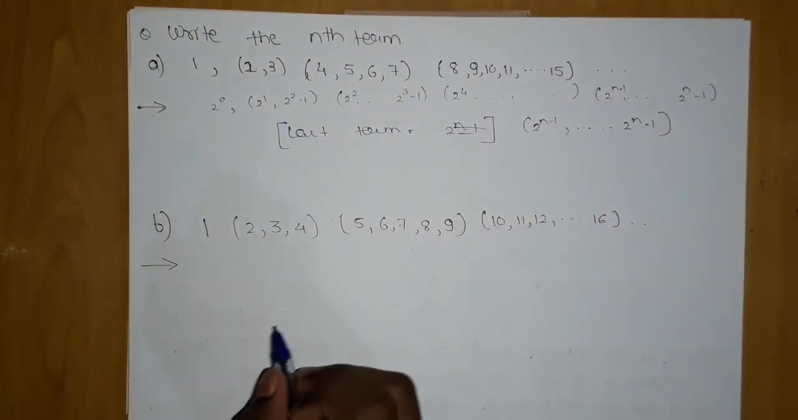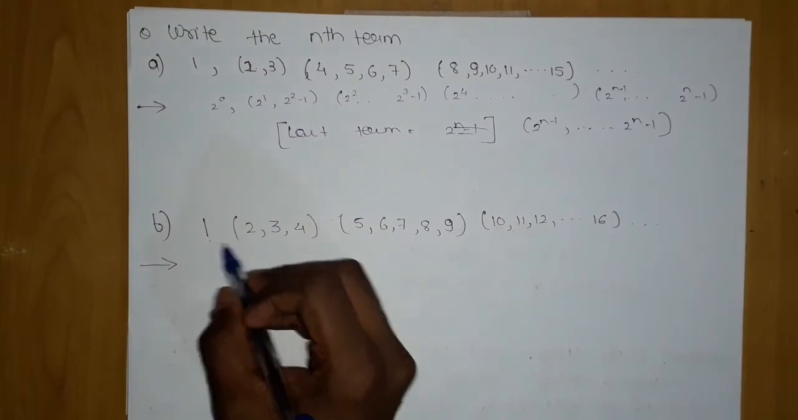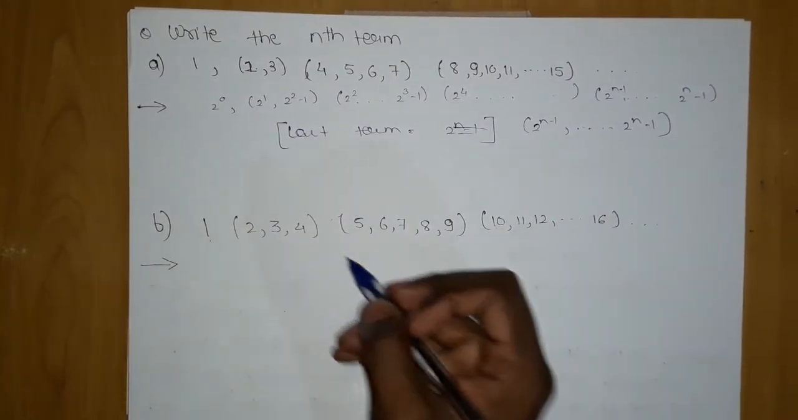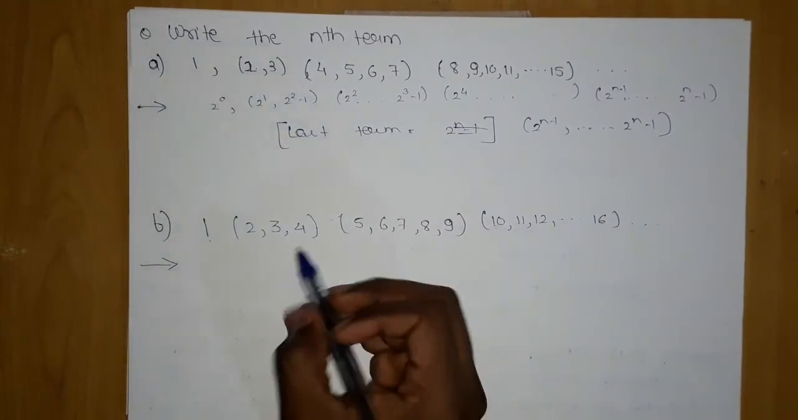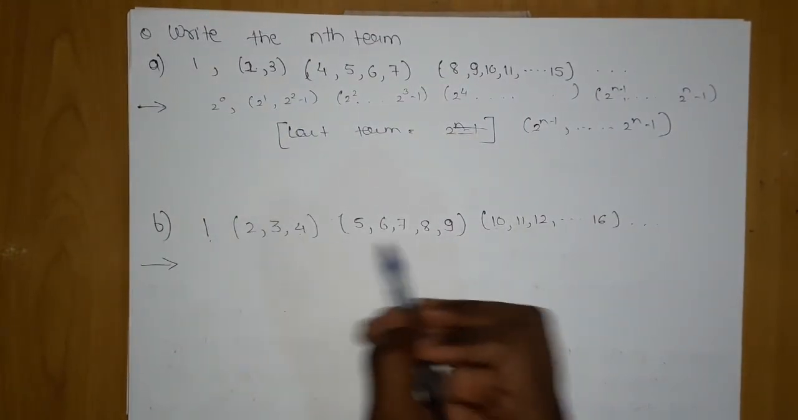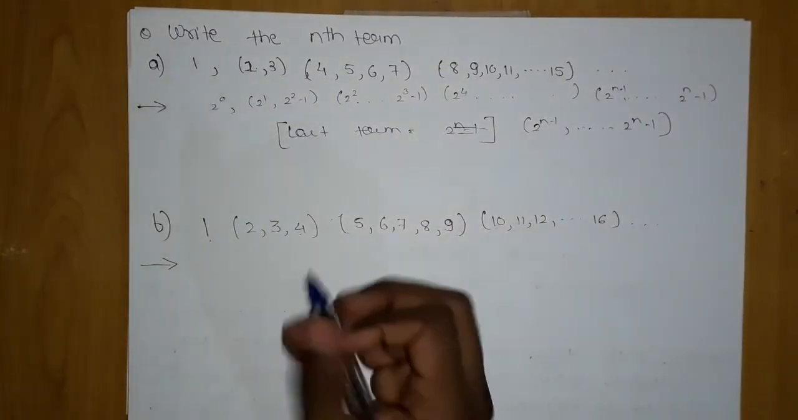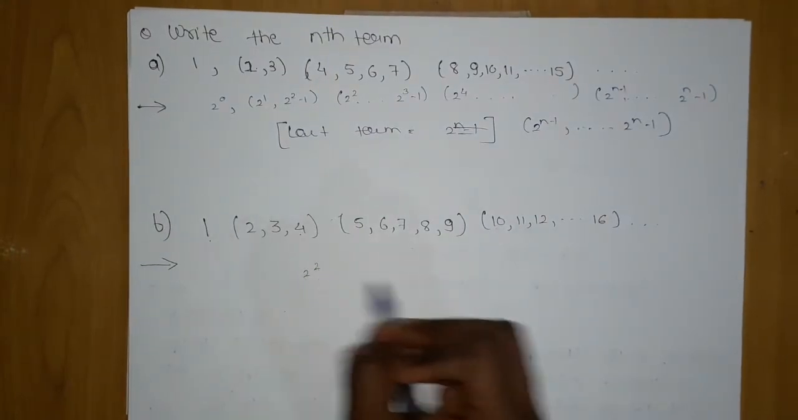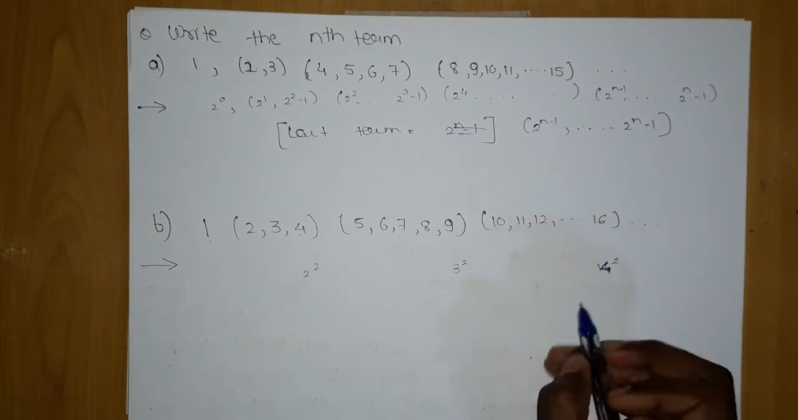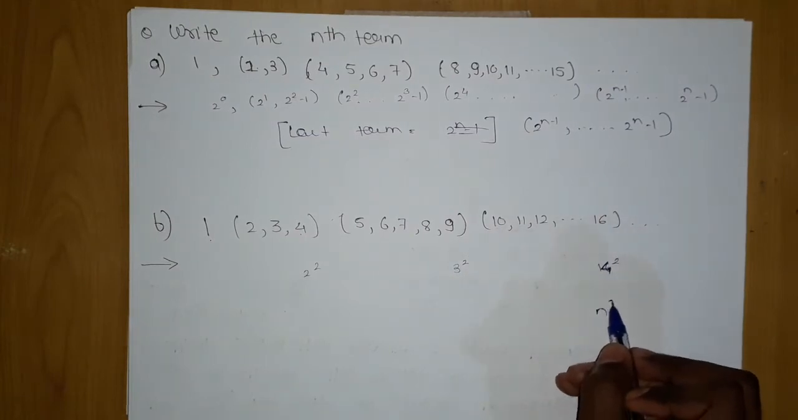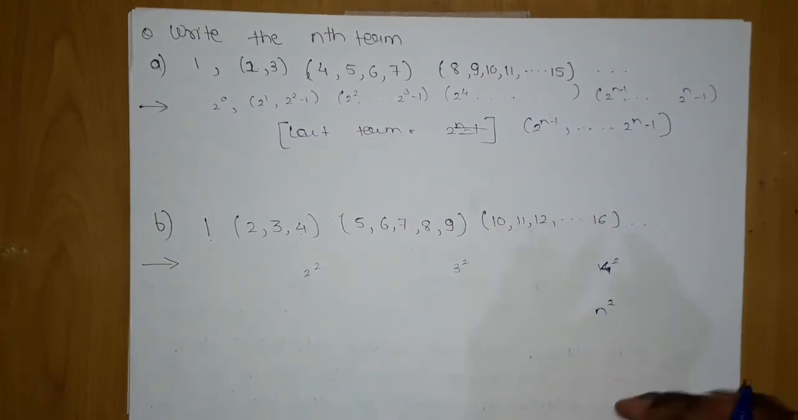Now let's move on to the second question, which says it is 1, this is 2, this is 2 square, further 2 plus 1, 9. Here I can identify that it is 2 square, 3 square, 4 square. So we are getting 2 square, here it is 3 square, here it is 16, 4 square. So similarly in the end it will be n square.